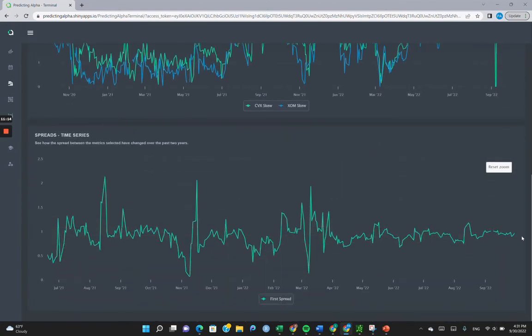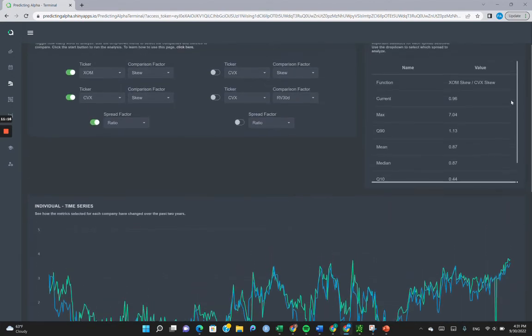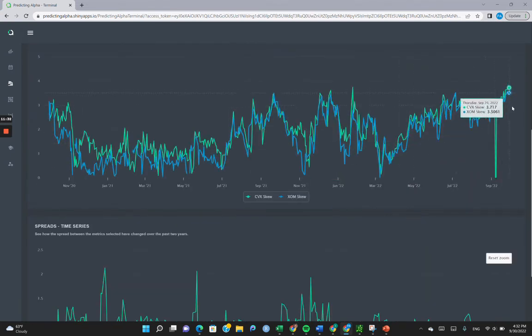Now, skew trades can be a little bit more difficult sometimes to pull off. Like you're essentially shorting the skew of one and buying the skew of the other. So the way you can think about this, let's say the skew, obviously on these big companies, is to the put side.